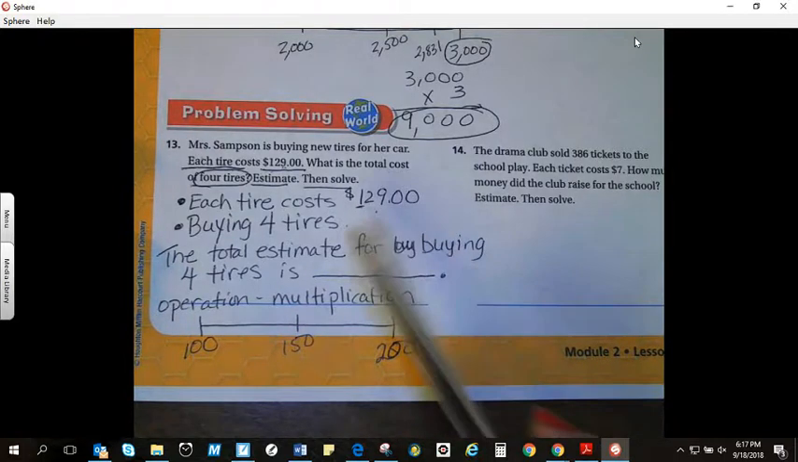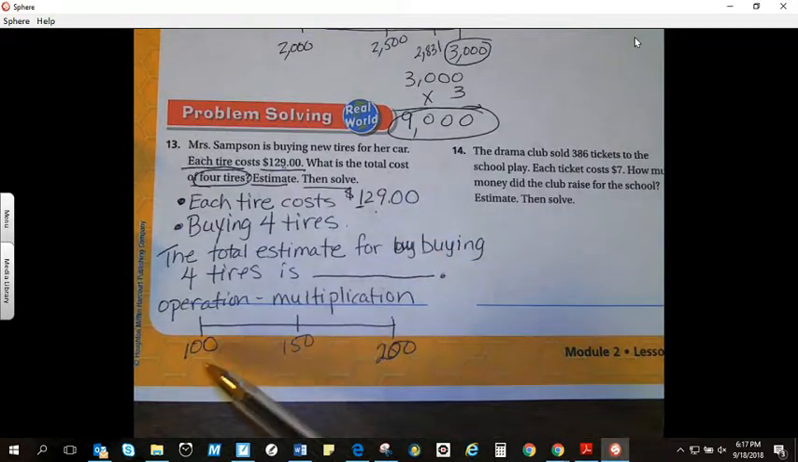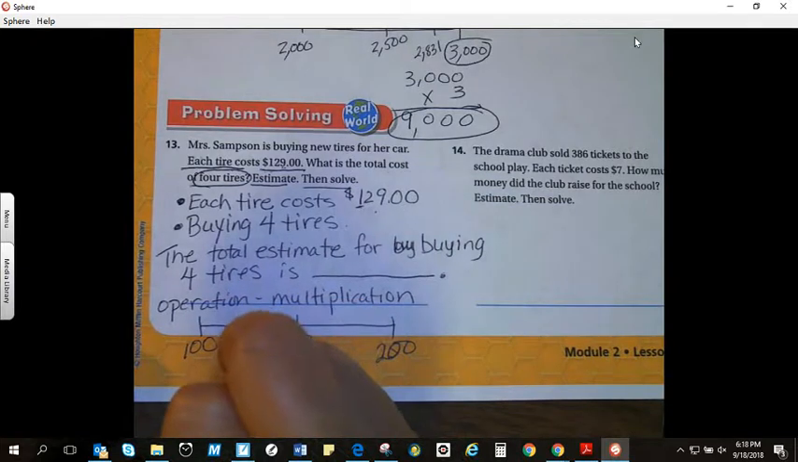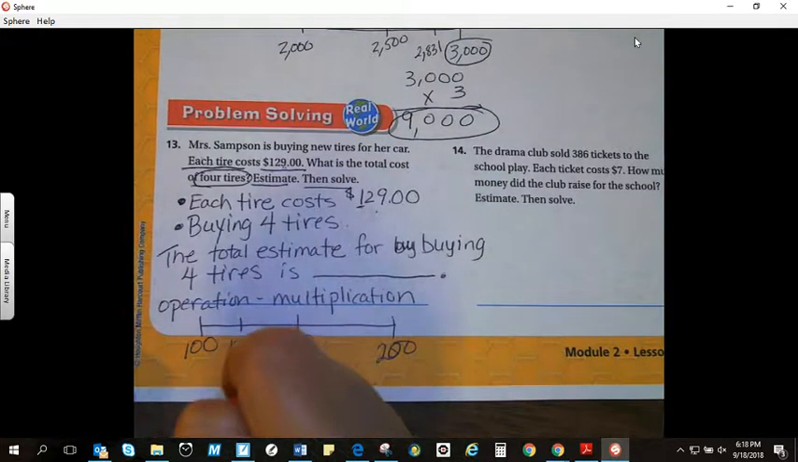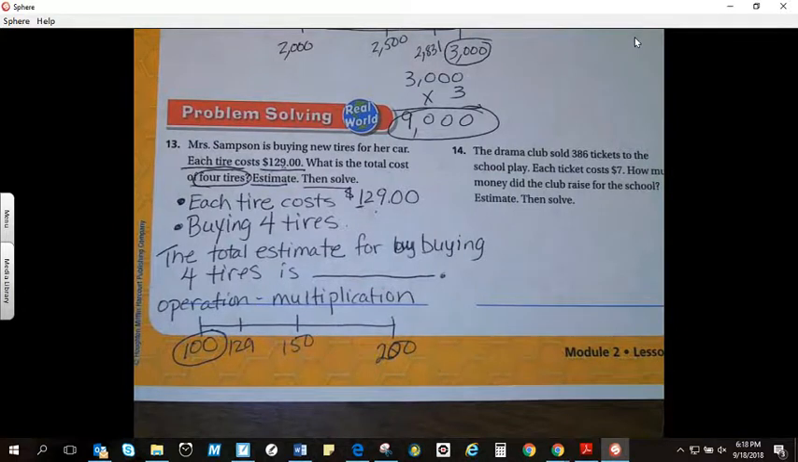Okay, glad you're back. So I have 129. Where's 129 going to go? Is that going to be between the 100 and the 150, or the 150 and the 200? Yeah, you're absolutely right. It's less than 150, so it's going to go about right here. So it's going to be estimated closest to 100.